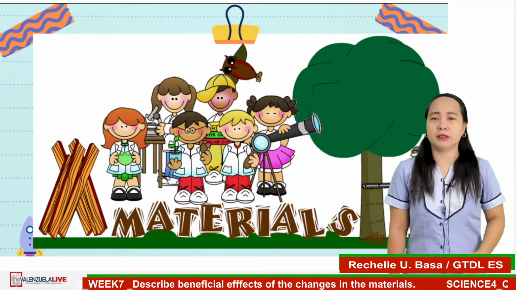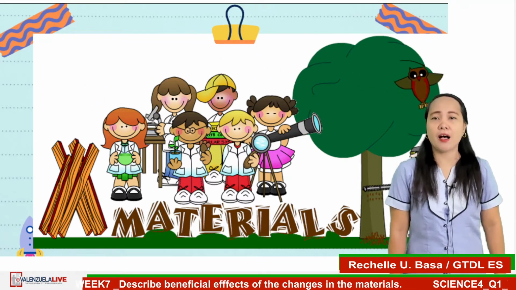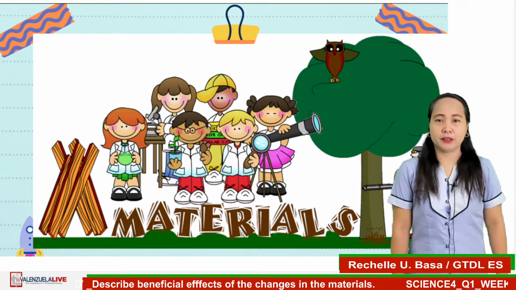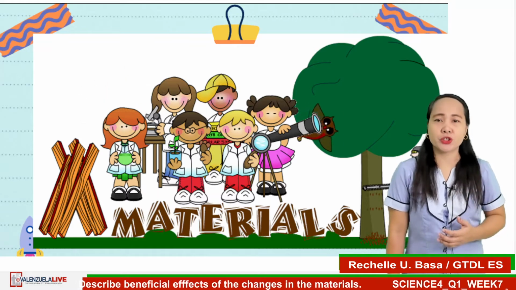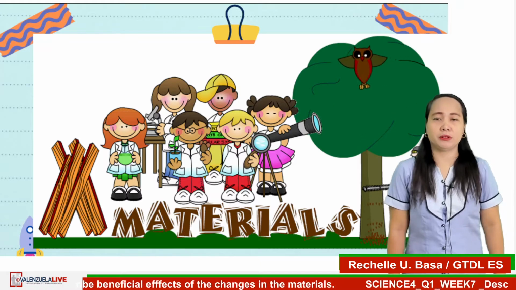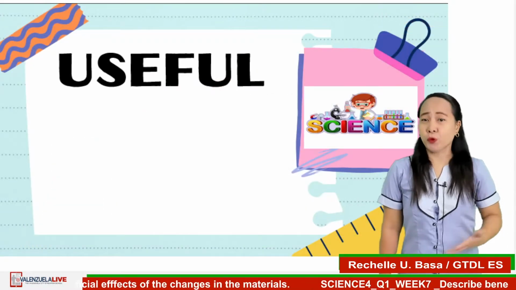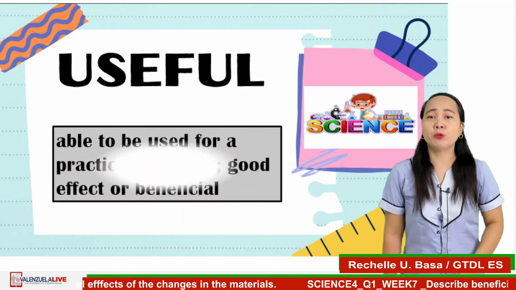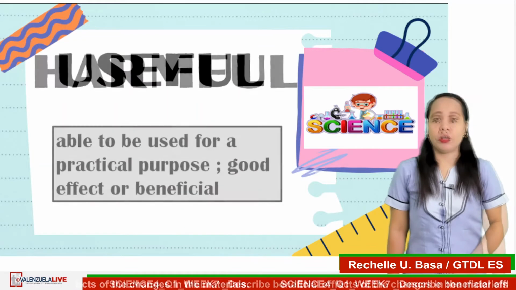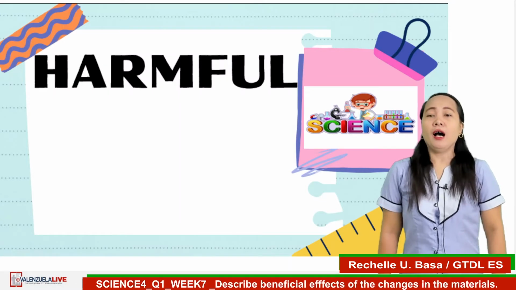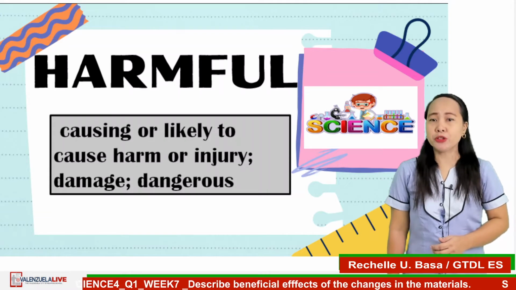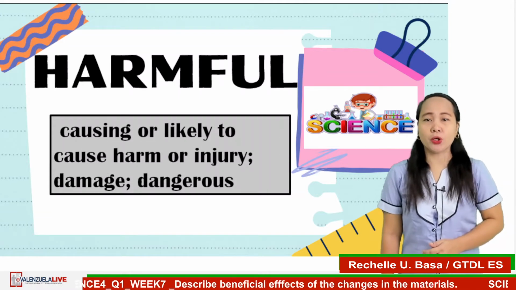Before we go farther, let's first unlock some words that we will come across in the discussion. So we are going to differentiate the words useful and harmful. Useful: able to use for a practical purpose, good effect, or beneficial. Harmful: causing or likely to cause harm, injury, damage, or dangerous.